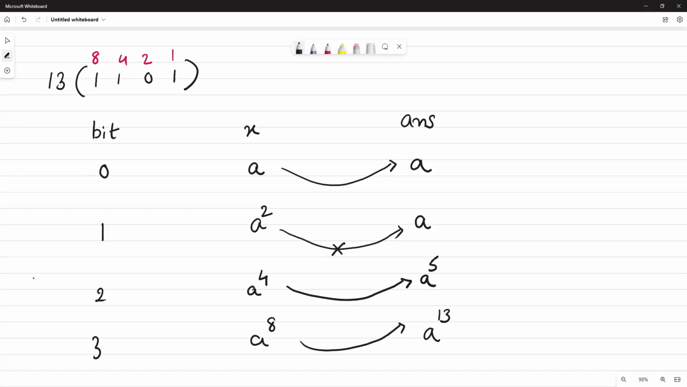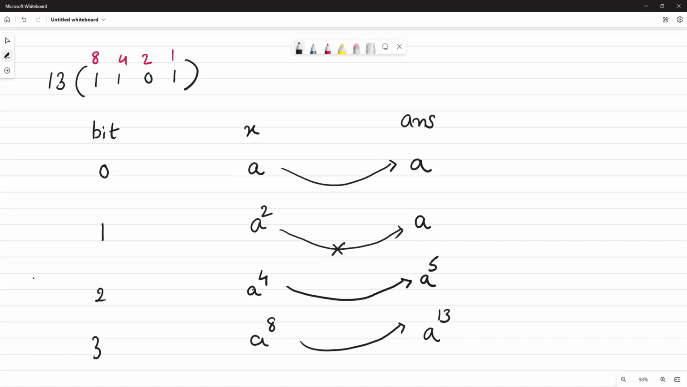Every time you're updating your value of a, whatever your previous a value was, you're multiplying the same with itself. If previous was a, now you're multiplying it as a into a. If previously it was a square, then you're multiplying a square by a square. If it was a to the power of 4, then you multiply a to the power of 4 by a to the power of 4. This is how you are calculating your values. You include that particular value in your answer only if that bit is set. If the bit is unset, then you need not take it into consideration for your answer.